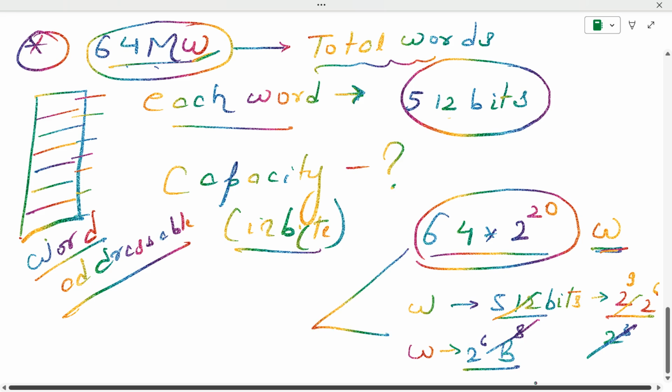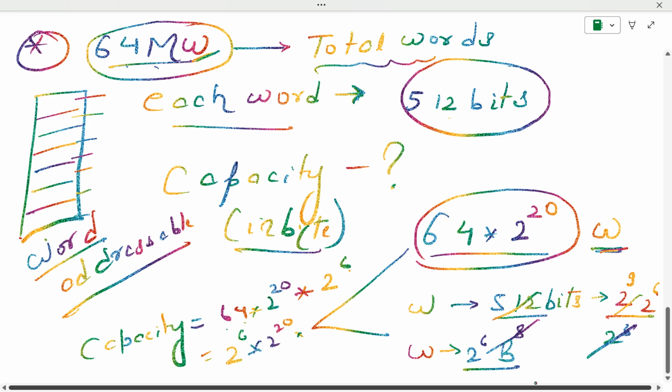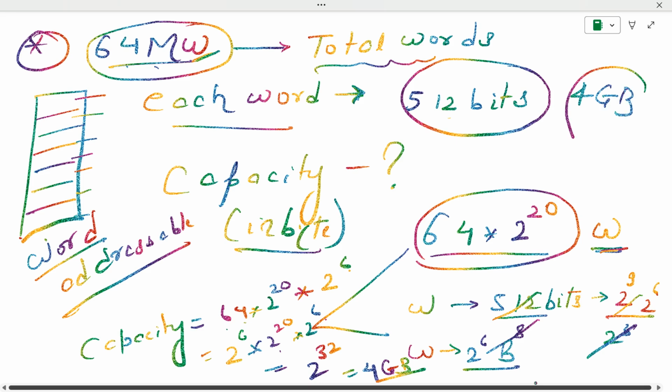So definitely if we calculate the capacity, then the capacity will be the total number of words into each word size, that is 2 raised to the power 6. We can convert this into 2 raised to the power 20 and 2 raised to the power 6. So altogether 20 plus 6 is 26, and 2 raised to the power 26 is 64 MB... okay, so the capacity of this whole memory is 4 GB in terms of bytes. Okay, this is the answer, right?